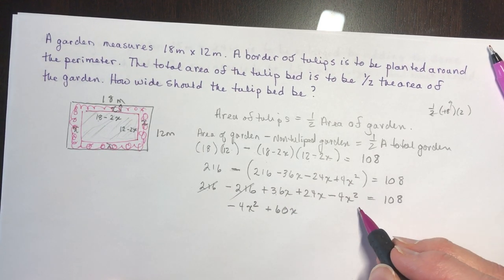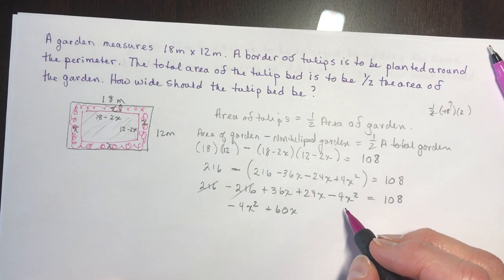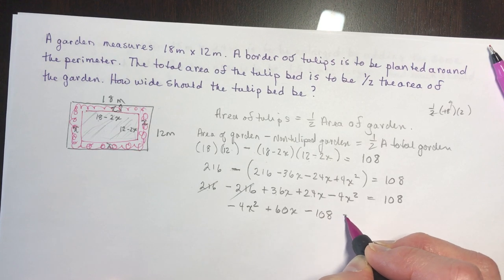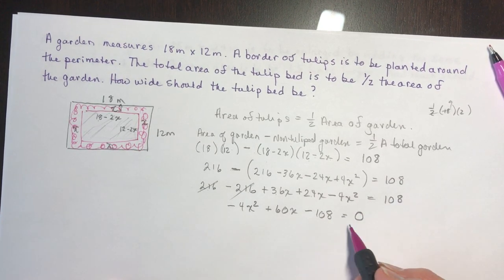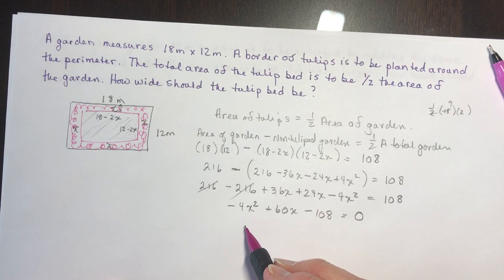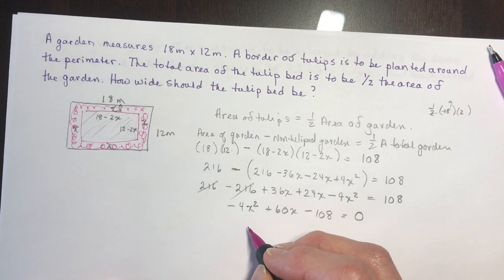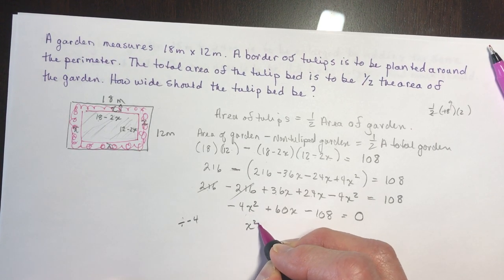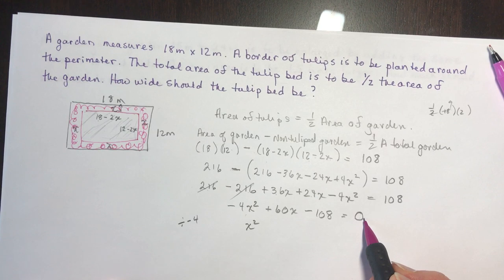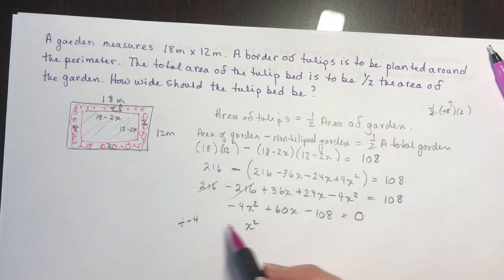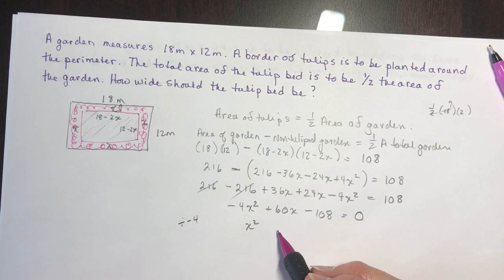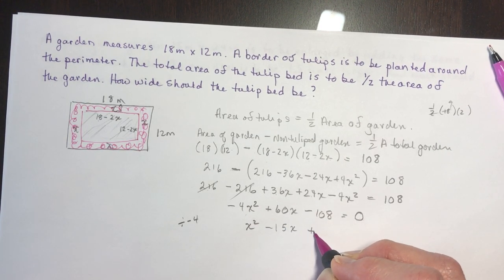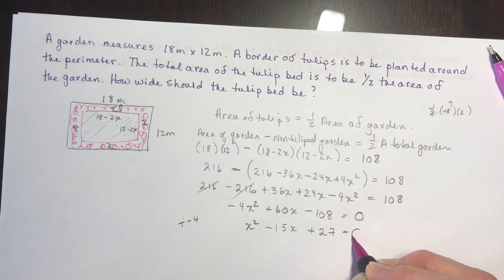And I'm bringing the 108 to the other side. So it's going to be minus 108 is equal to 0. And I can divide by a negative. I could divide by negative 4 here, can't I? So I'm going to write that here so you know what I did. Divide by negative 4. And you can divide now because it is set to 0. If this was a function, you couldn't do that, but you're solving an equation, so you can divide by negative 4. So we get minus 15x, and this is going to be plus 27 equals 0.